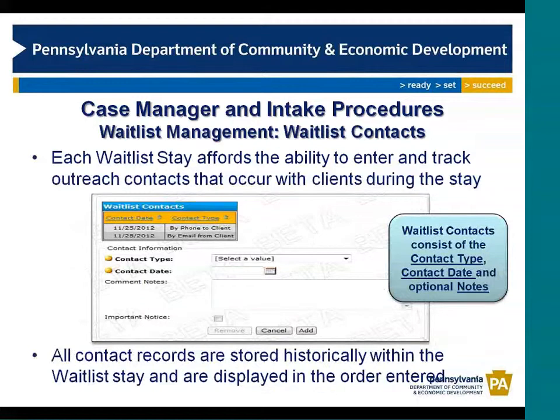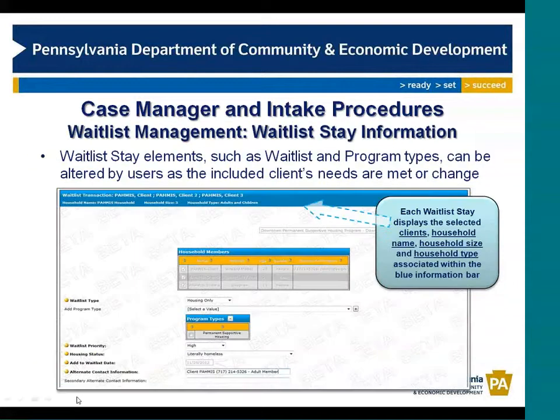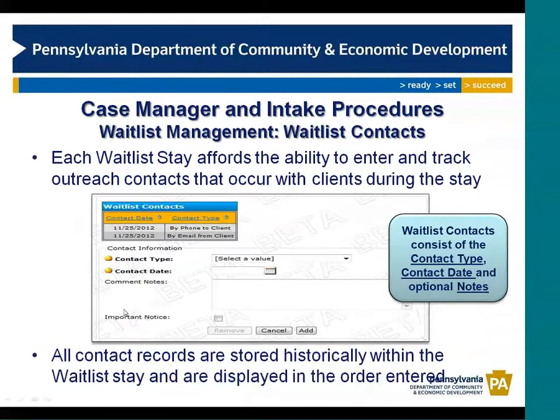We also have another thing in there called waitlist contacts. That's directly below, on the same screen. Each waitlist stay affords the ability to enter and track outreach contacts that occur with clients during the stay. So if you have any contact with those clients on the waitlist, about their service needs or about the waitlist stay, we provide an area for you to track those. It's pretty easy to enter this information.